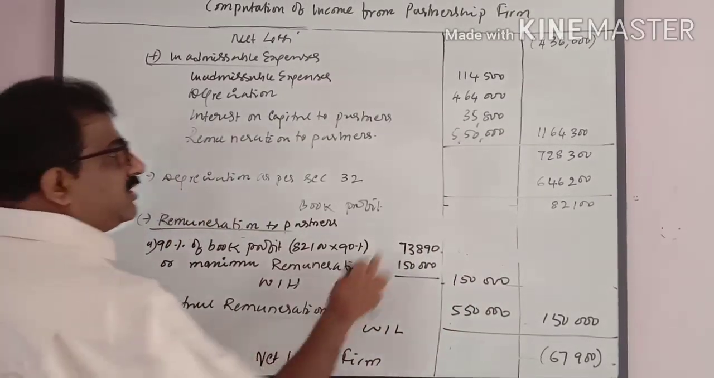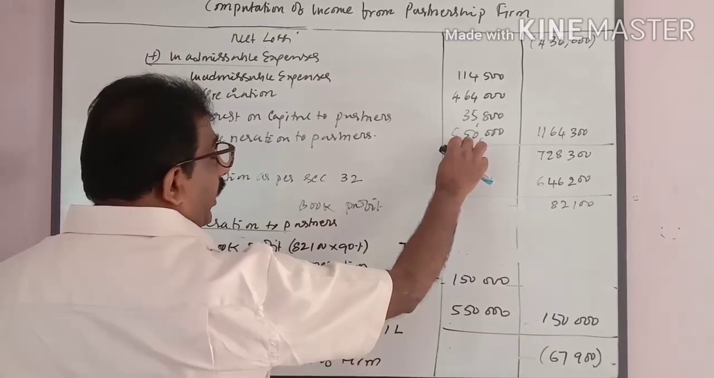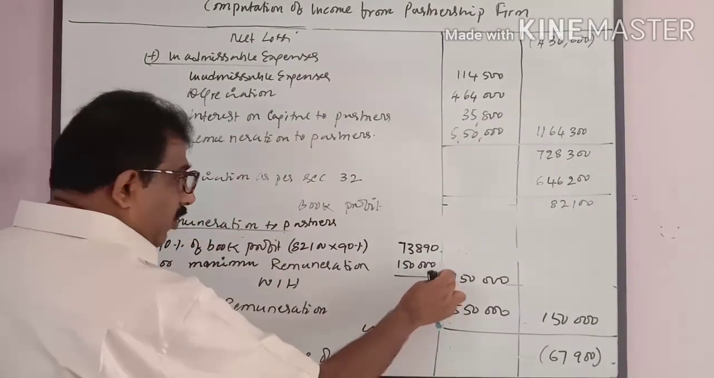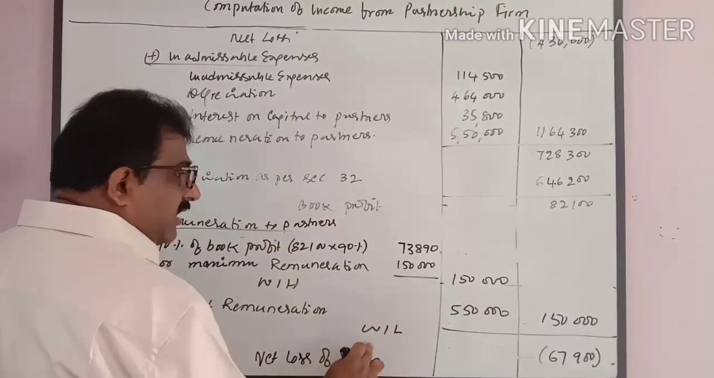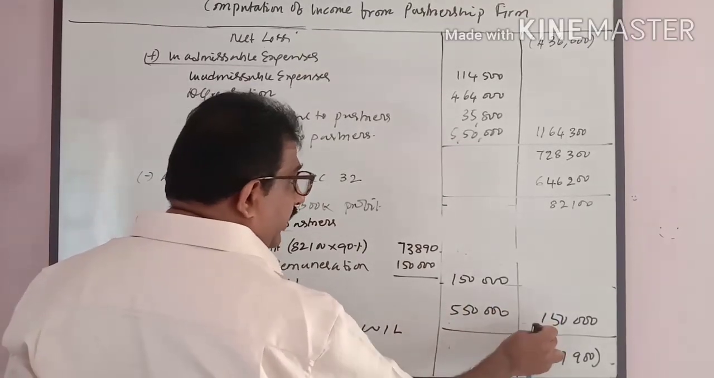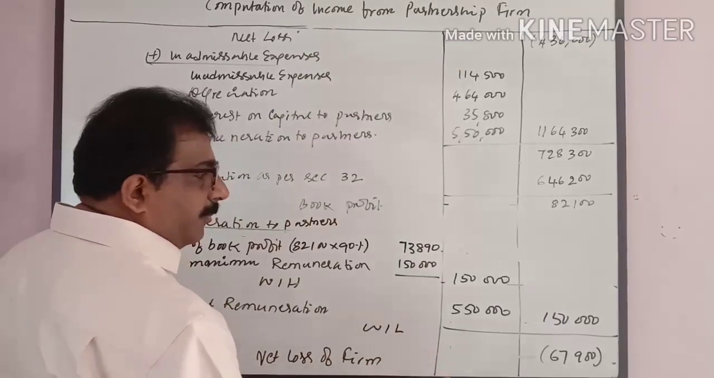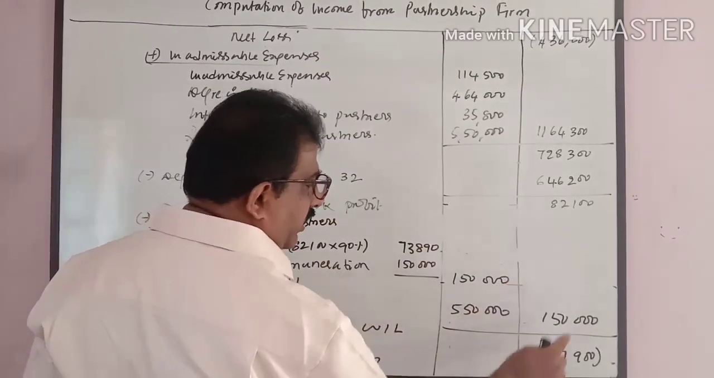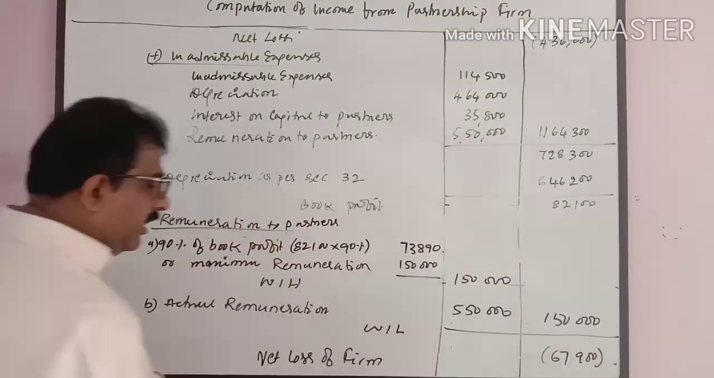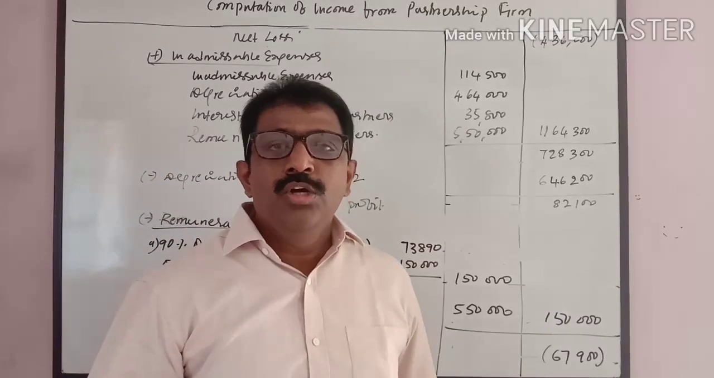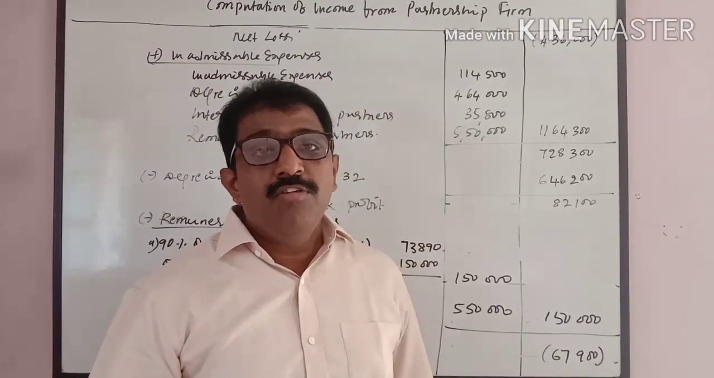Actual remuneration debited in the P&L is 5,50,000. Take that 5,50,000 here. Among these two, whichever is less, that is 1,50,000, deduct. The remaining becomes the net loss of the firm. There is no profit. 1,50,000 minus 82,100, 67,900 is the net loss of the firm. This is how you have to compute the income of the partnership firm.